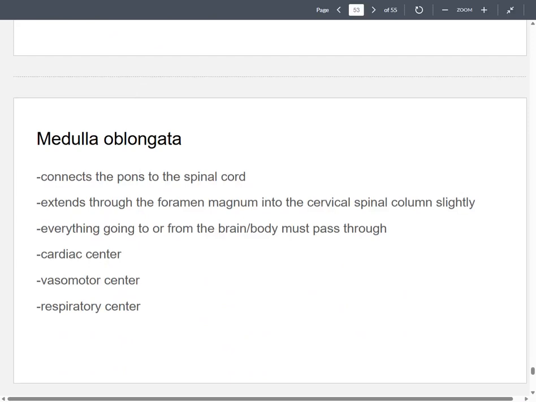Medulla oblongata is going to be our last one, and it is going to connect the brainstem, and therefore the brain, to the spinal cord. The medulla oblongata actually extends out of your skull. It extends down through the foramen magnum, slightly into the cervical spinal column. This is perfectly normal, perfectly natural. It's still perfectly protected.